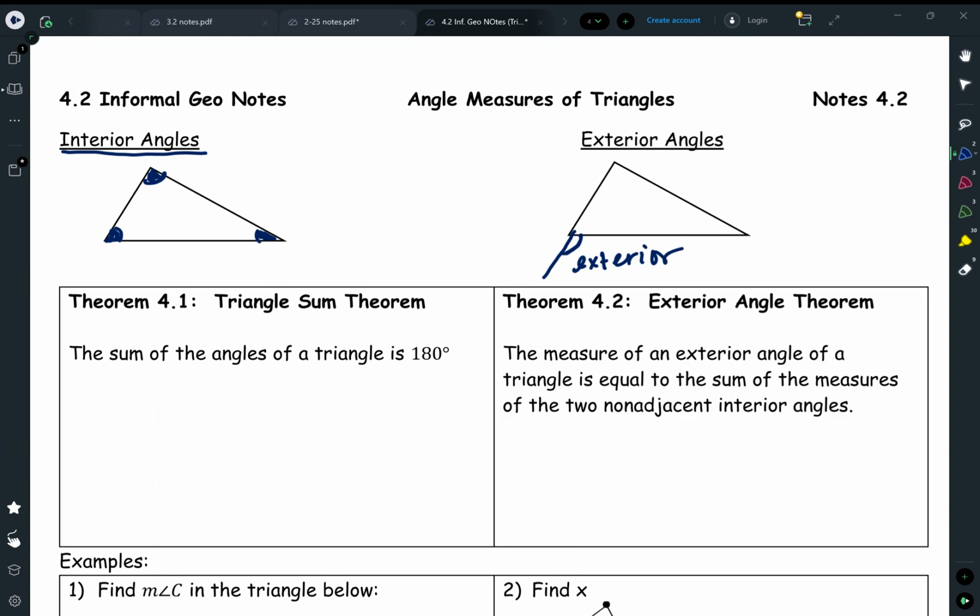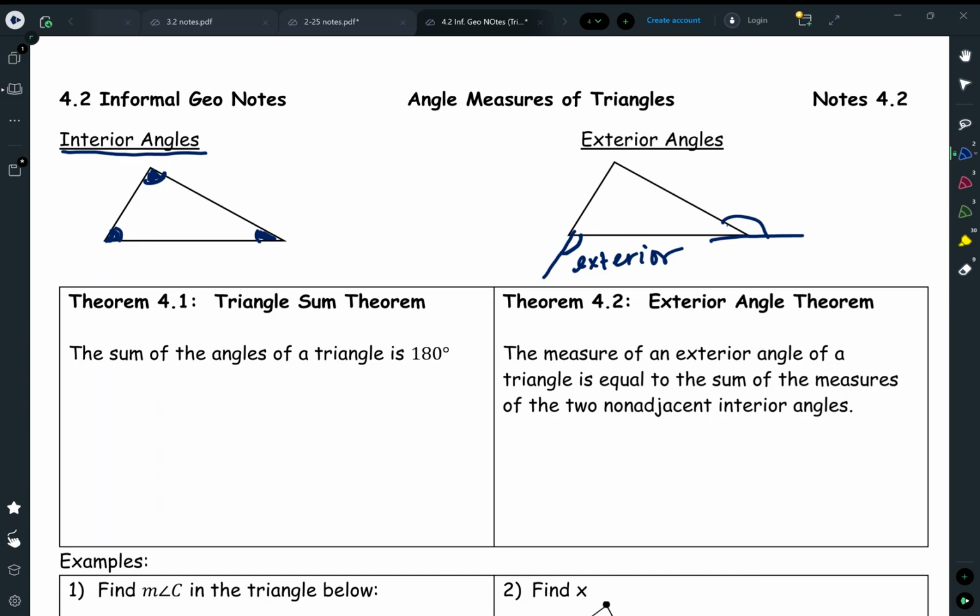And we could do that in different directions on all sides. By different directions, I mean we could draw our line this way and extend it, or we could draw our line the opposite way and extend it. But either one of those is considered to be an exterior angle.